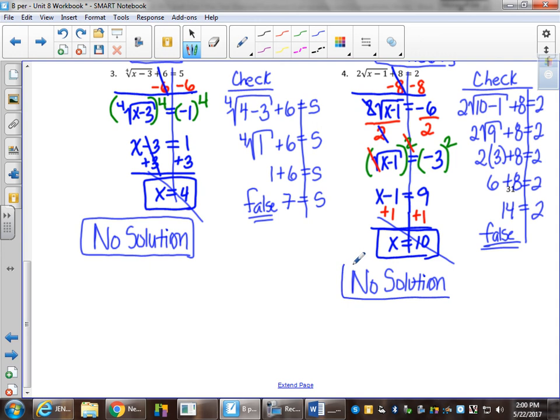So here's two different examples of what it would look like for the check to not work out. And if that's the only answer you had to check, no other answers are possible, no solution. Let's step up our game a little bit and take a look at number 5.